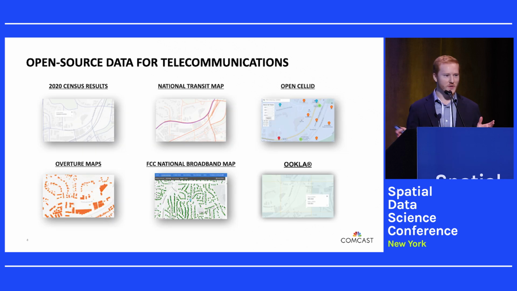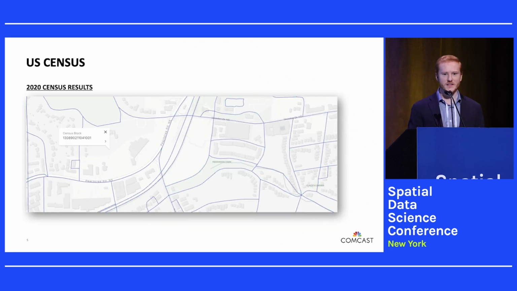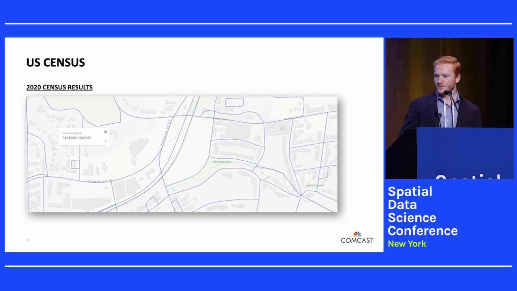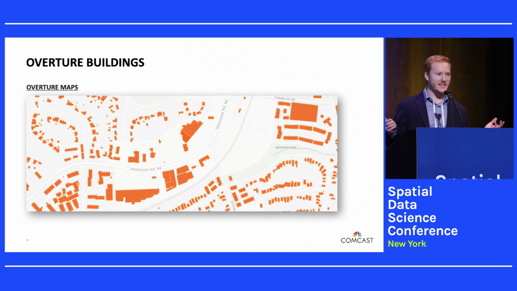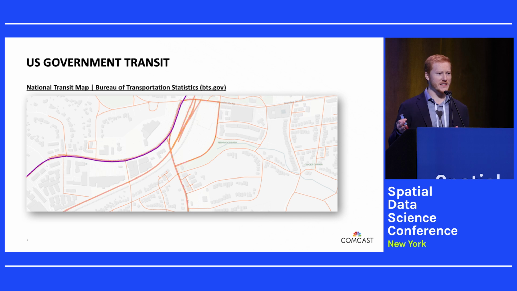So here are some open source data sets that can really solve these different geospatial use cases, and I'll just briefly go over them. First, we have the US Census that we're probably all familiar with. It gives us good demographic data about our users. It can also be used as spatial partitioning, which I might get into later. Then we have Overture building data sets, so if you're indoors. US government transit, so these are going to be bus routes, the subway, the metro.